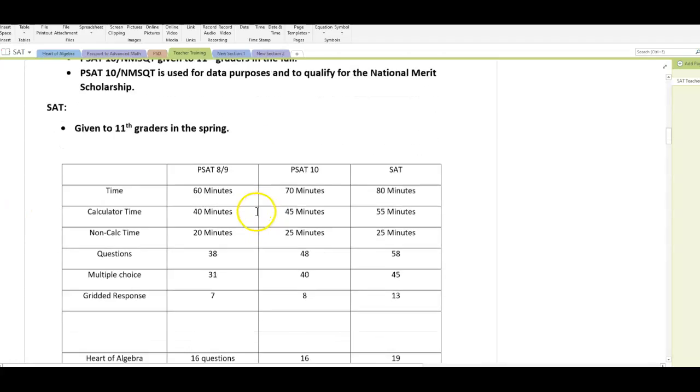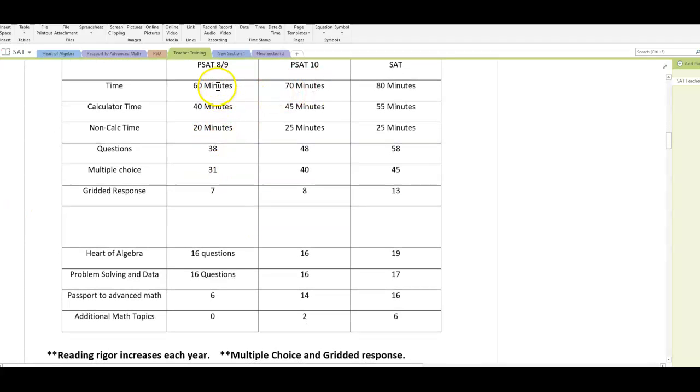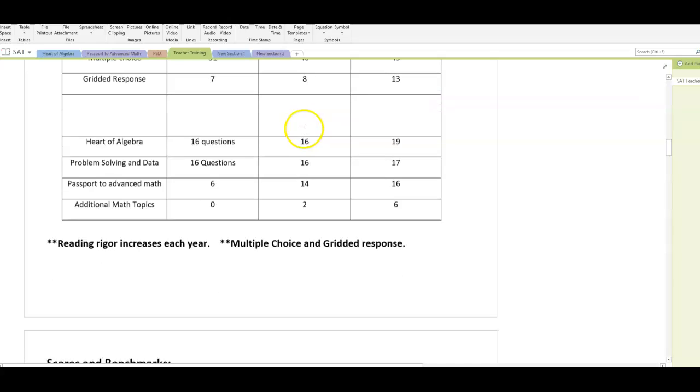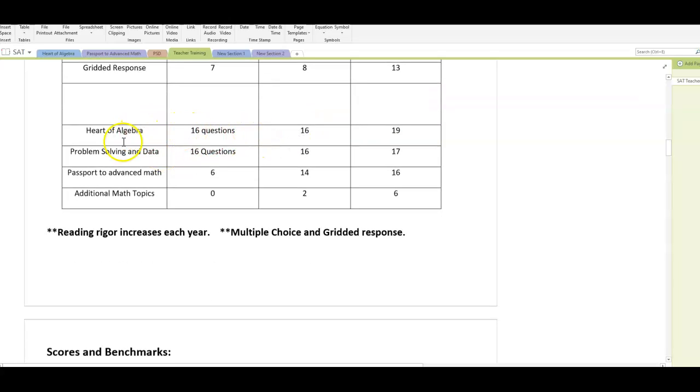So I talked about the different amount of questions and the amount of time on each test, and then the number of questions from each domain on each of the tests. So PSAT 8 and 9 is primarily Heart of Algebra and Problem Solving and Data, whereas with PSAT 10, you get an increase of the Passport to Advanced Math, right?